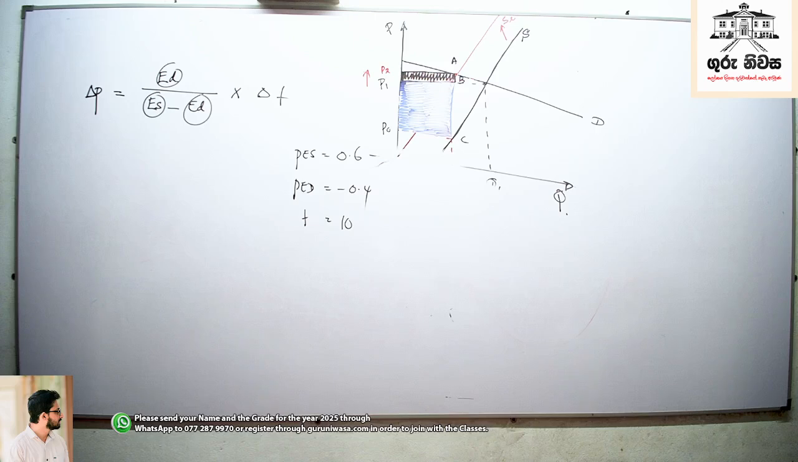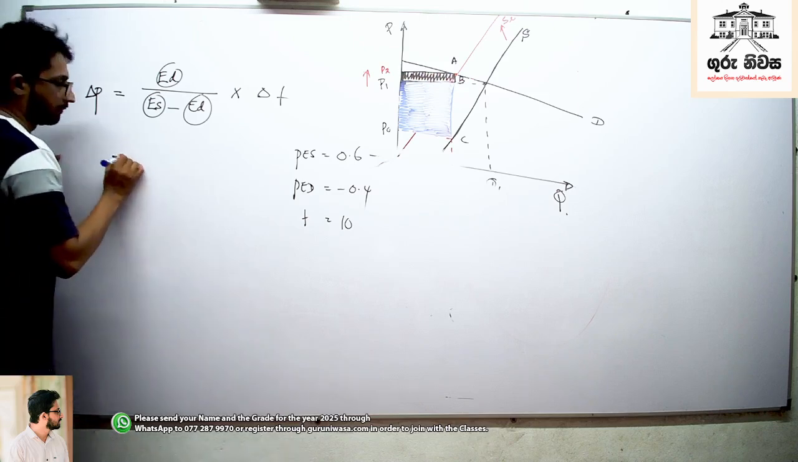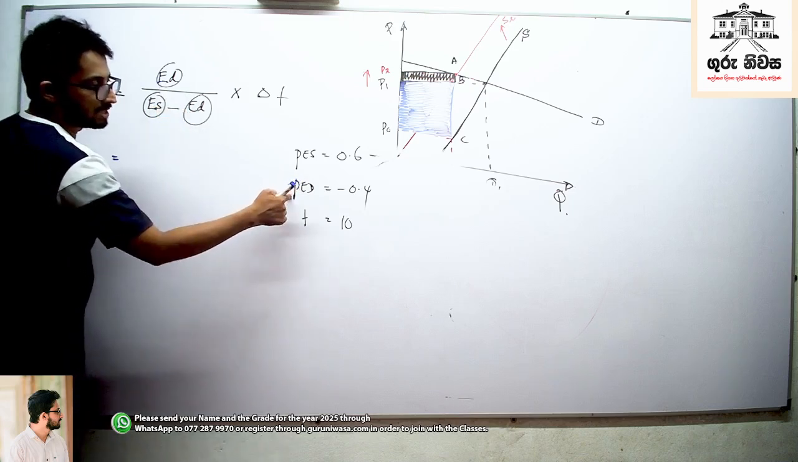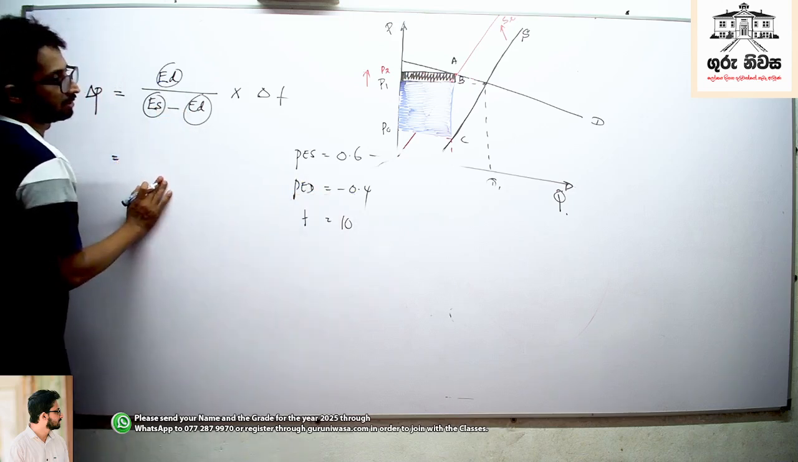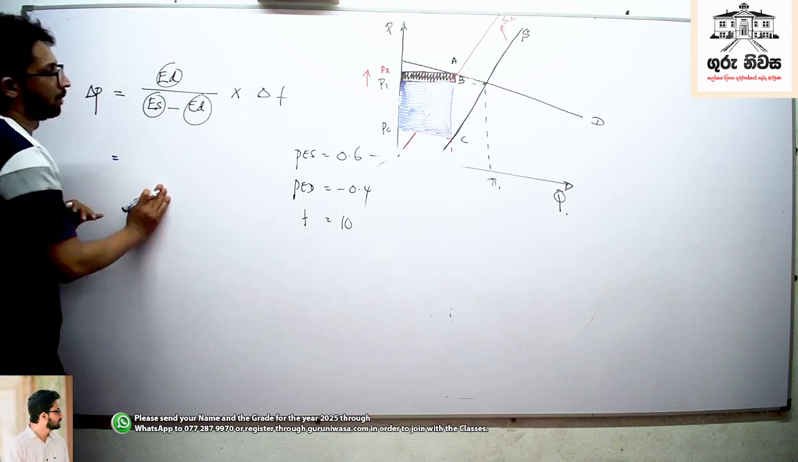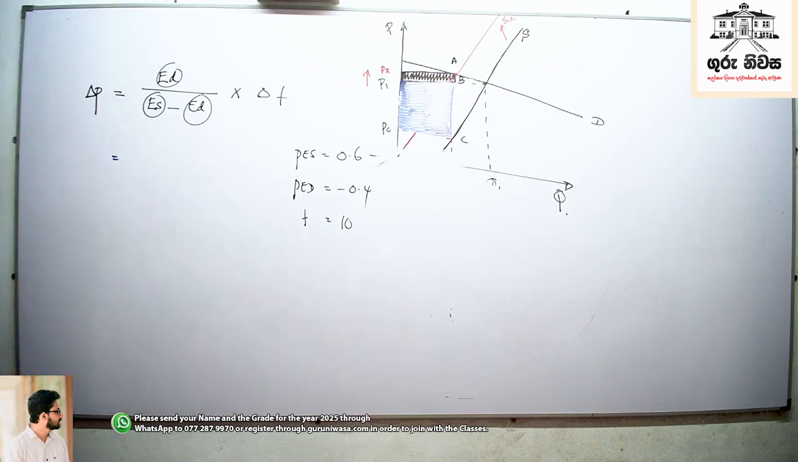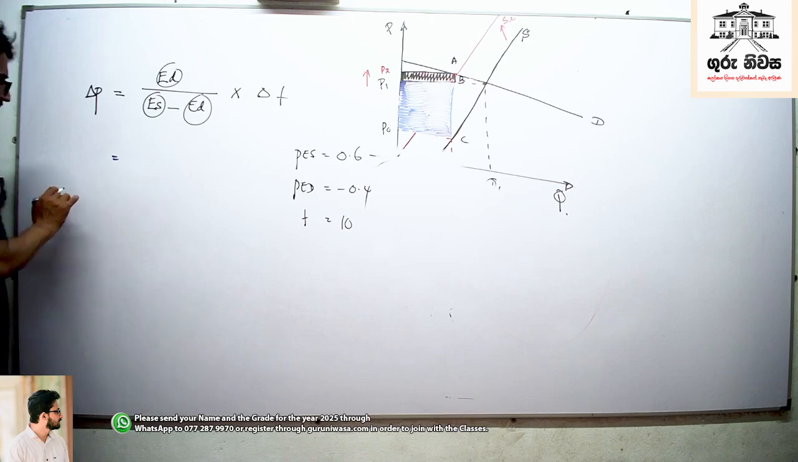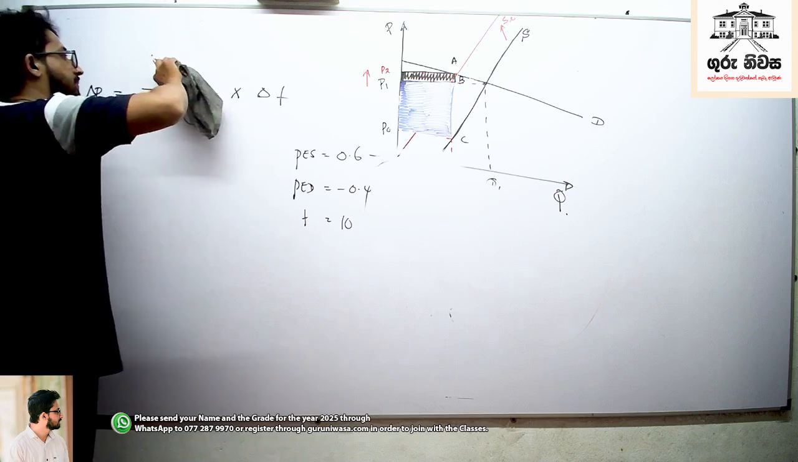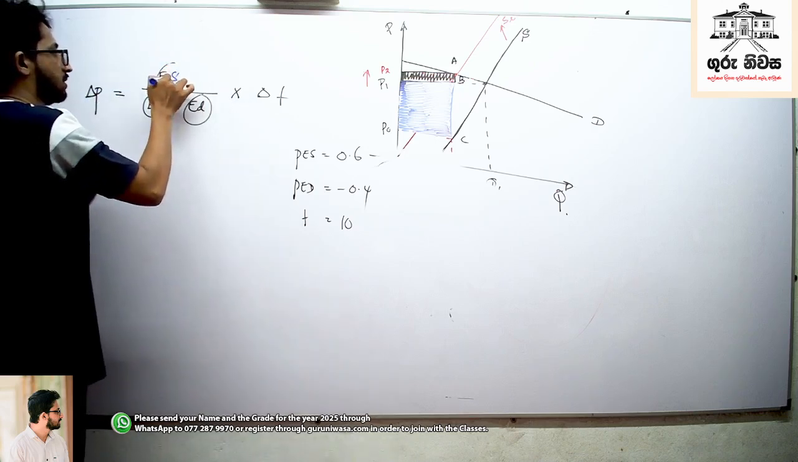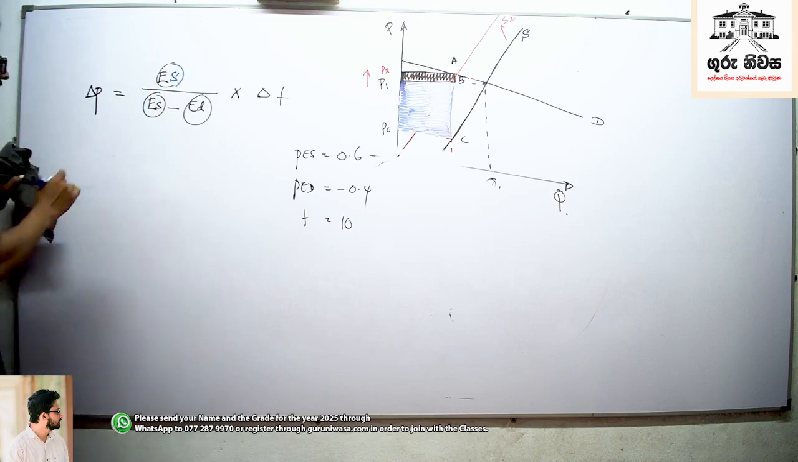Okay, look at the board. This is the way of substituting. The ED is price elasticity of demand. Oh, give me 1 minute, sorry. No, here it should be PES. Sorry. Give me 1 minute. 0.6. Yeah, it should be ES. I'm sorry, it should be ES, price elasticity of supply.